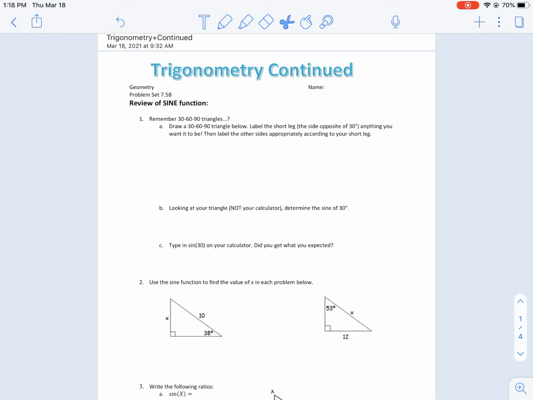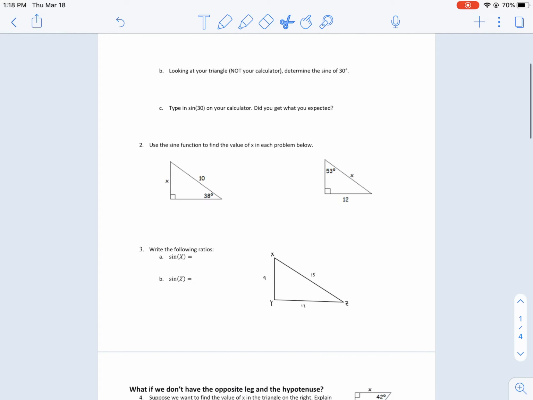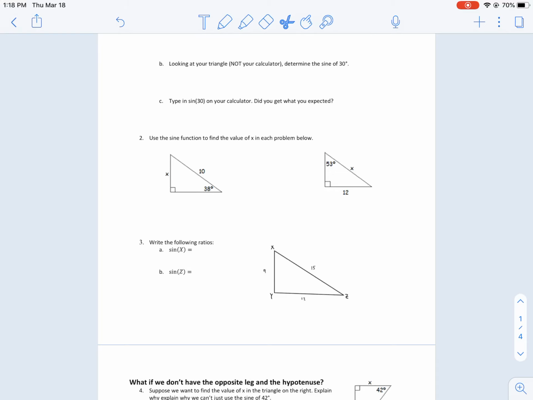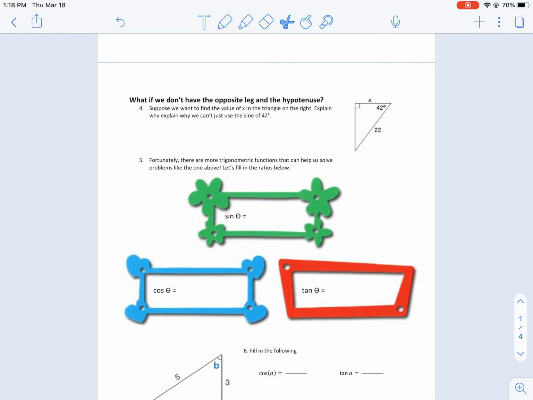So I'm not actually going to go through this first page. This first page is mostly review. Actually, it's all review of sine, basically what we did yesterday. If you have specific questions on this first page, just come ask me or shoot me an email. But I want to use this video to go over the new stuff, all right?